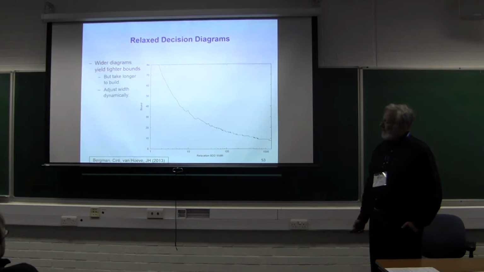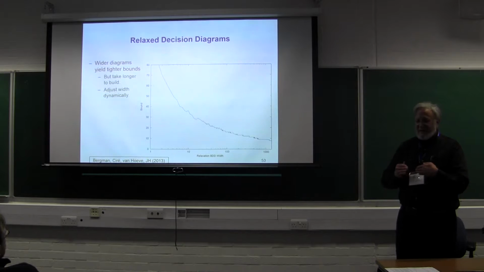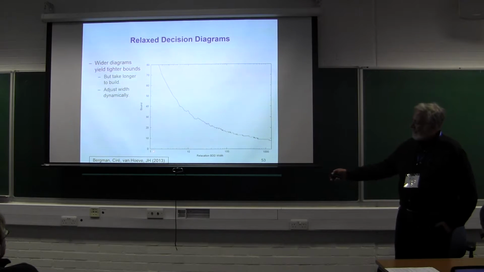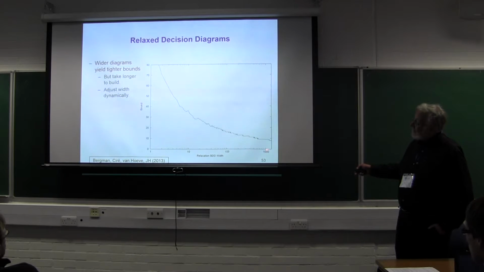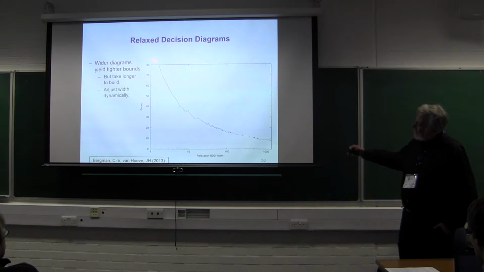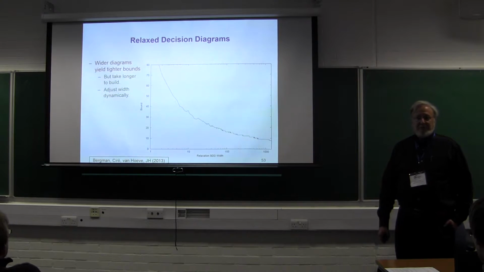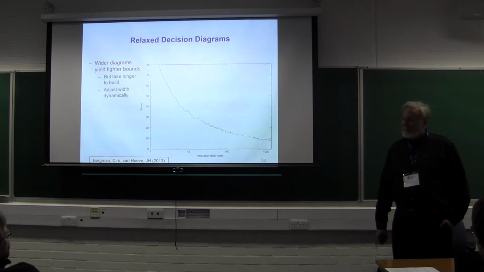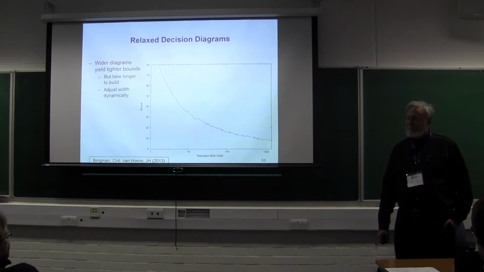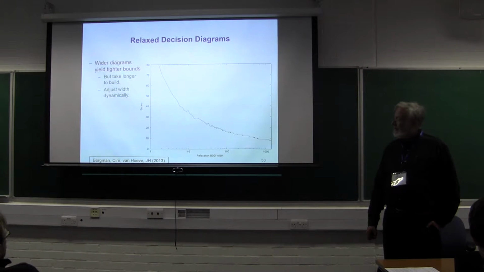So here's an example of what happens as you allow the width of the relaxed diagram to increase. So this is the width of the diagram going up to 1,000. So this diagram probably has, maybe a few 100,000 nodes because the width is 1,000. And as the width increases, you can obtain a tighter and tighter bound on the optimal path. I should say, by the way, that a decision diagram of 1,000,000 nodes is not impractical. We can go up to 1,000,000 and process it fairly quickly.